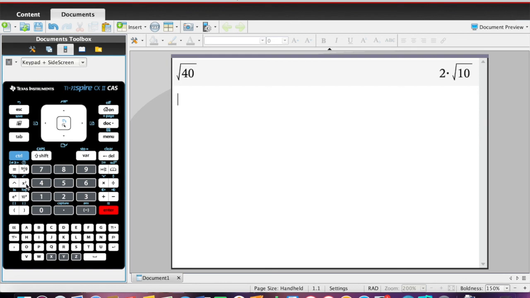So hopefully by the time you get to moving on to addition and subtraction of surds and multiplication and division of surds, you're not struggling too much with simplifying them as quickly as possible.